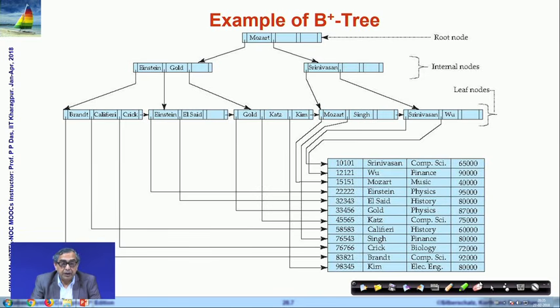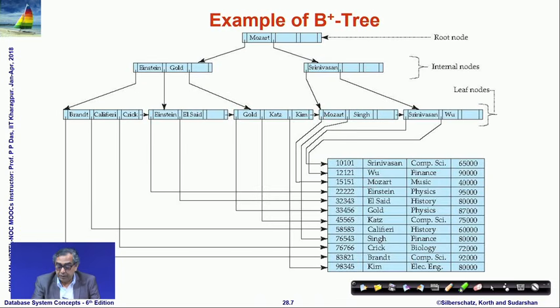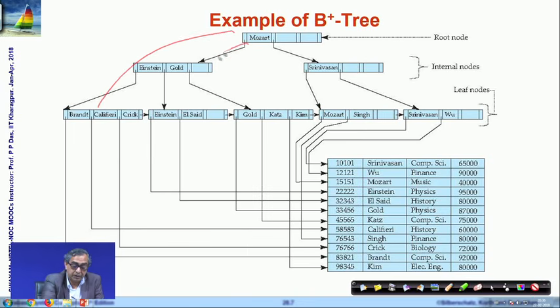The number of links is between n by 2 and n. Here n is 4. So you have either at least 2 entries or a maximum of up to 4 entries that can go here. This is the basic definition of a B plus tree. All paths from root to leaf are of the same length. This is again something you should observe here, because if you see all of these paths, all of them have the same length, which here is 2.